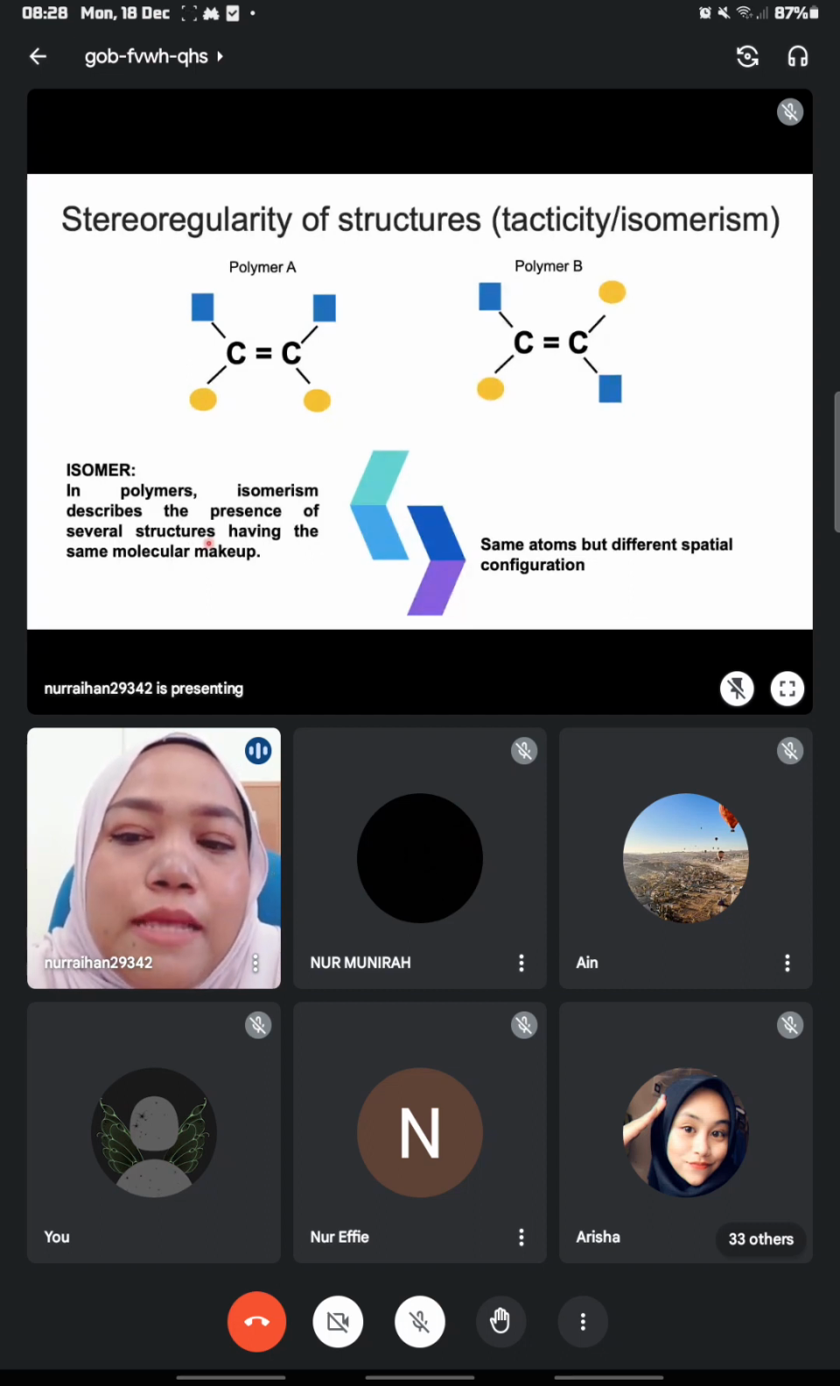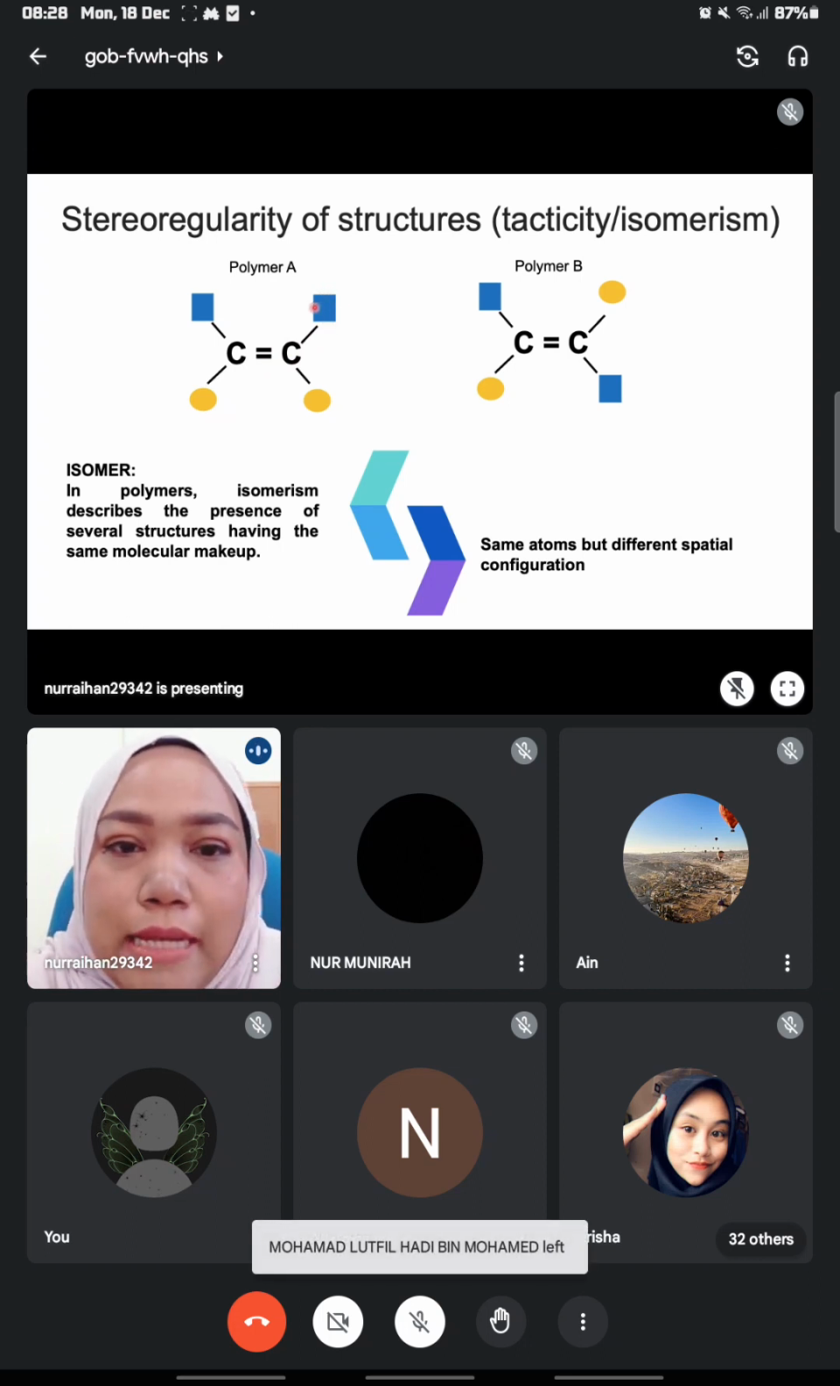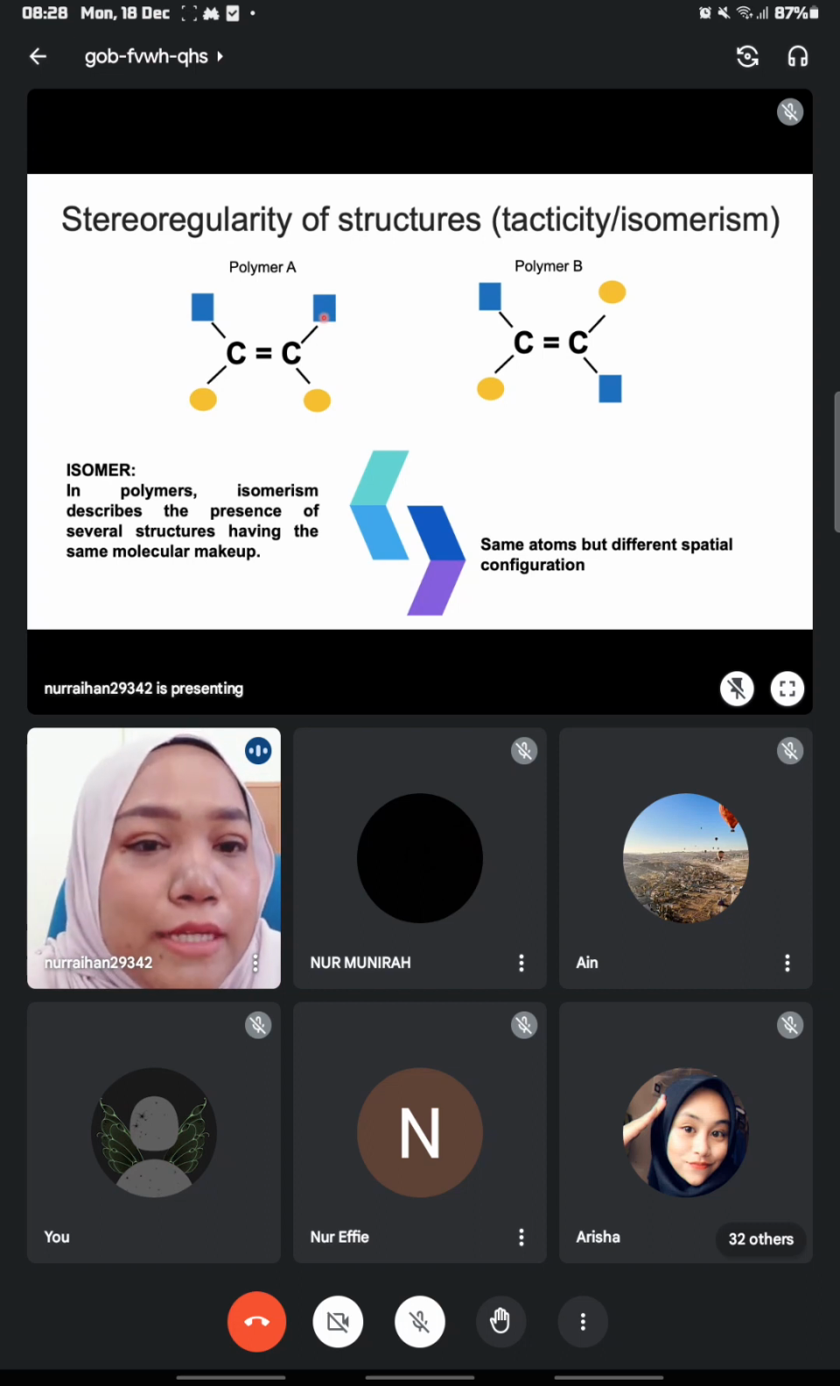So in certain polymers, they have the same atoms. Let's say we have polymer A and polymer B. Polymer A and polymer B have the same atoms. They have a carbon, they have the double bond, and let's say this one is anything, hydrogen or CH2 or CH3. So they have the same atoms. The elements are the same for polymer A and polymer B, but they are different in terms of the spatial configuration between the atoms.